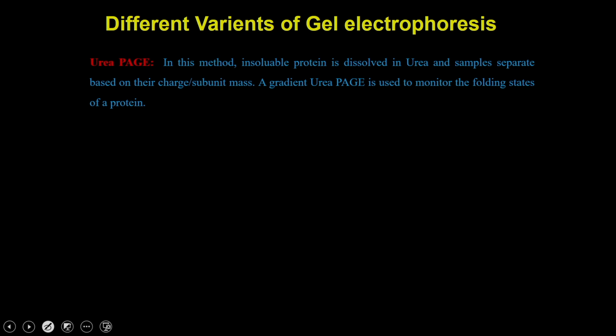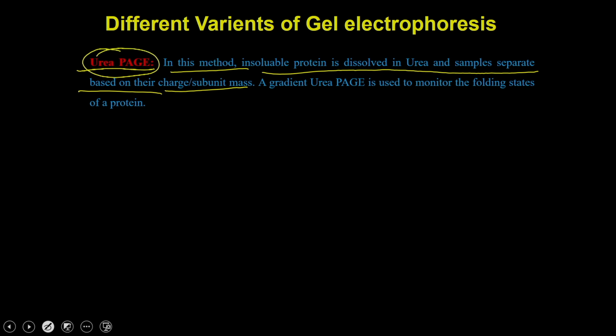Apart from that, we also have urea PAGE. In this method, the insoluble protein is dissolved in urea and the sample separates based on the charge to mass ratio. So, urea PAGE is similar to native PAGE, except that it is going to destroy the three-dimensional structure, because urea is a denaturant.